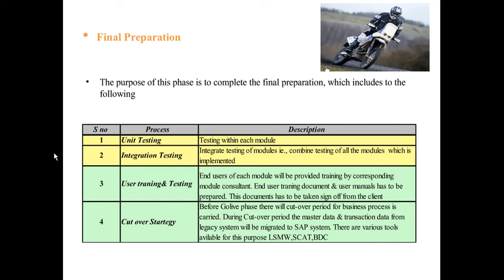In final preparation, as I said, we move all the design which we developed in our development system to our quality system. And in the quality system, first we do our testing. Each department is going to do the testing. And then we'll do our cross department testing, which means we'll see that our changes should not impact our other departments. For example, if I am making any kind of changes in the finance department, it should not impact my HR department. So this is called cross module testing.